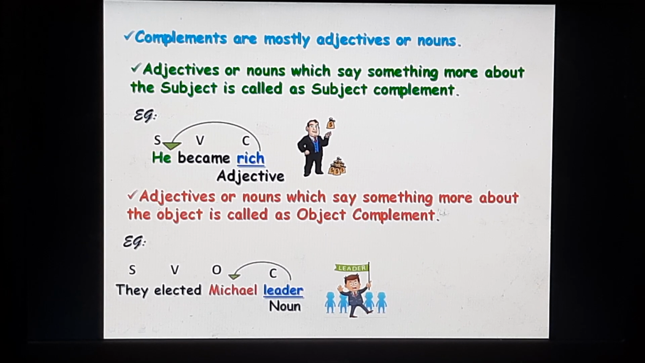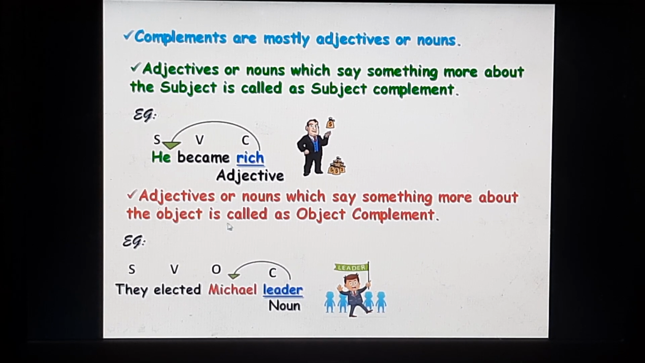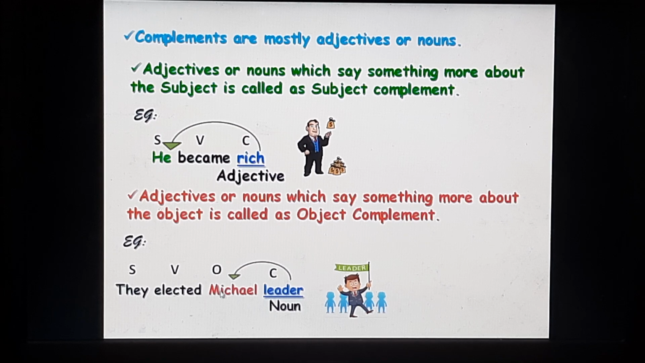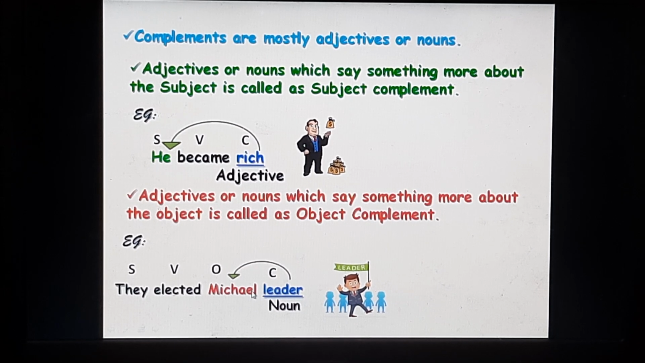Adjectives or nouns which say more about the object are called object complements. Example, they elected Michael leader. Now, leader is the complement, which is a noun, and it says something more about the object Michael. Therefore, leader is called the object complement.